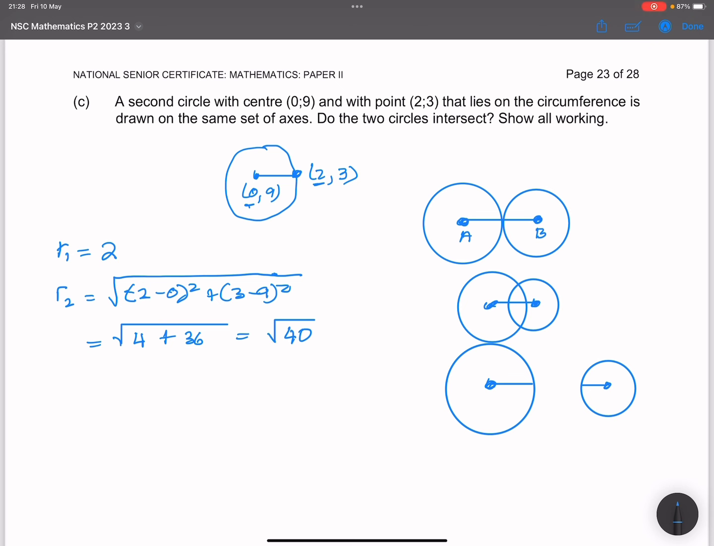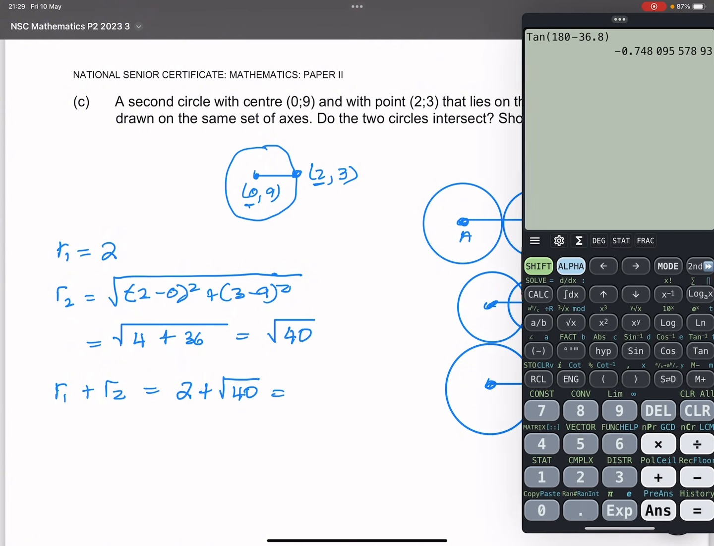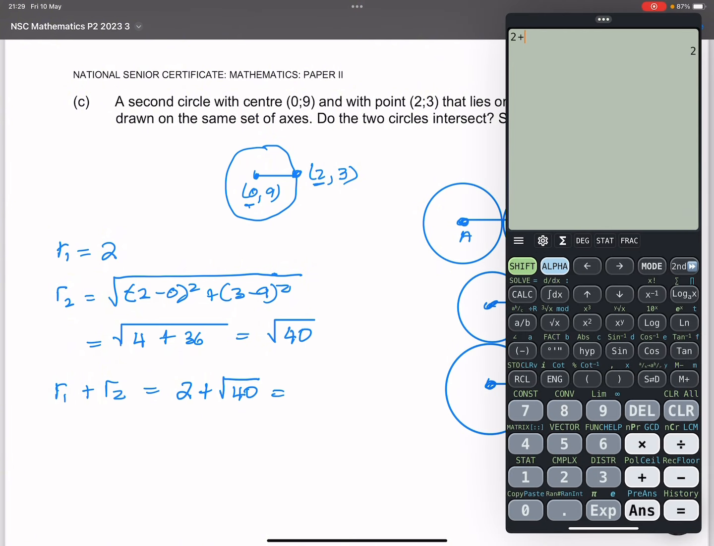That's the radius, right? So now, R1 plus R2 would be equal to, the first radius was 2, the second one is square root of 40. Now let's add those up. That's 2 plus the square root of 40. And in this case, we get approximately 8.3 units, right? That's the sum of their radii.